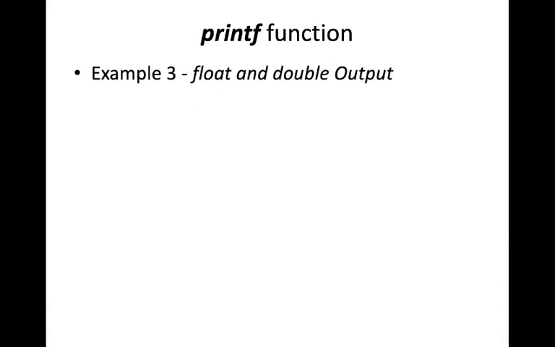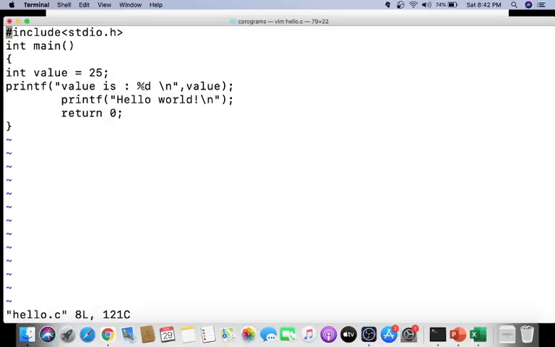Then we will see another example to print floating point values, and I'll use the same program here. I'll change this. Now I'm going to use floating point variables and double. How to print floating point and double values? So instead of int, I'll use float.